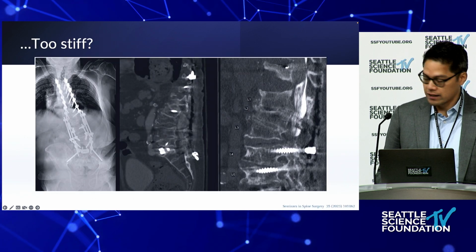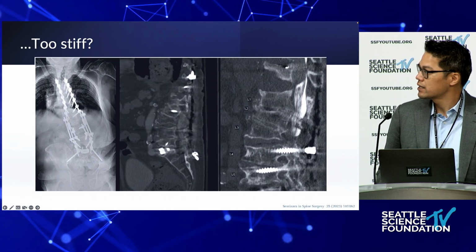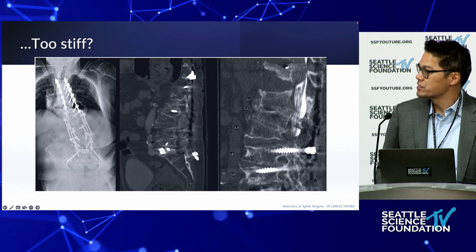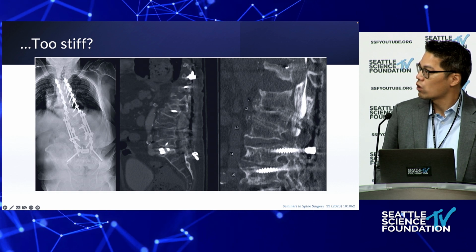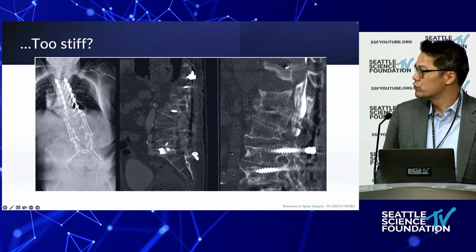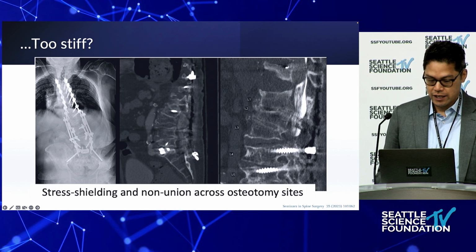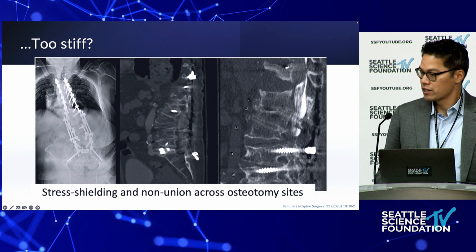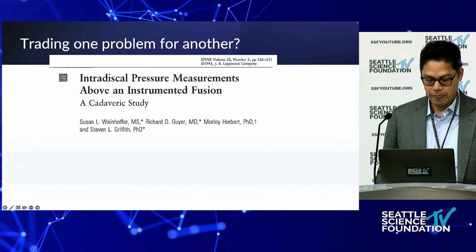This is a case that was in the Seminars in Spine Surgery paper. They show this example of a case of 6 rods across the PSO. That PSO actually went on to non-union and bony resorption. So there's stress shielding and non-union across that osteotomy site.